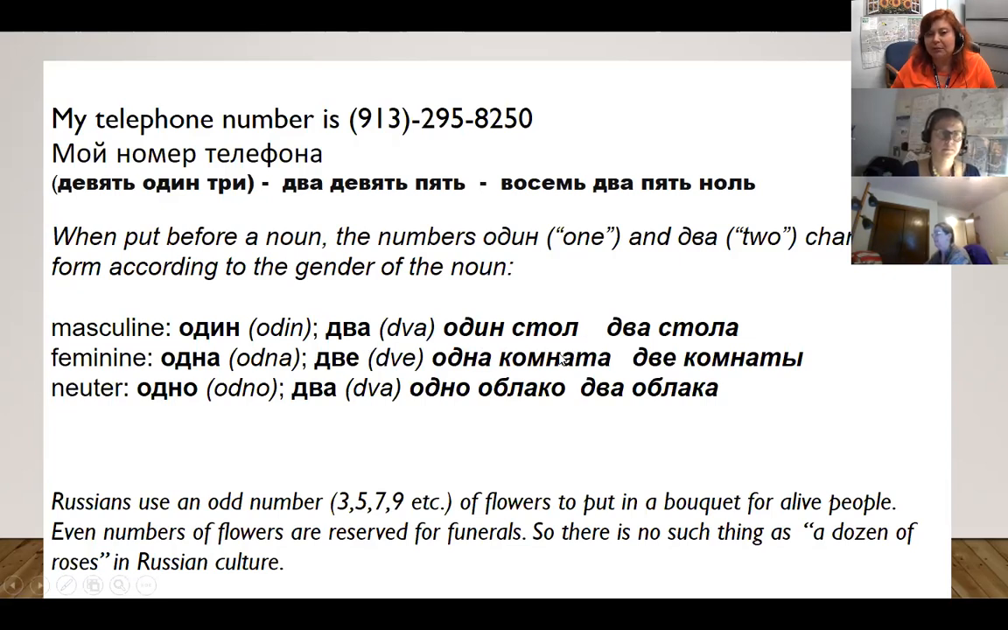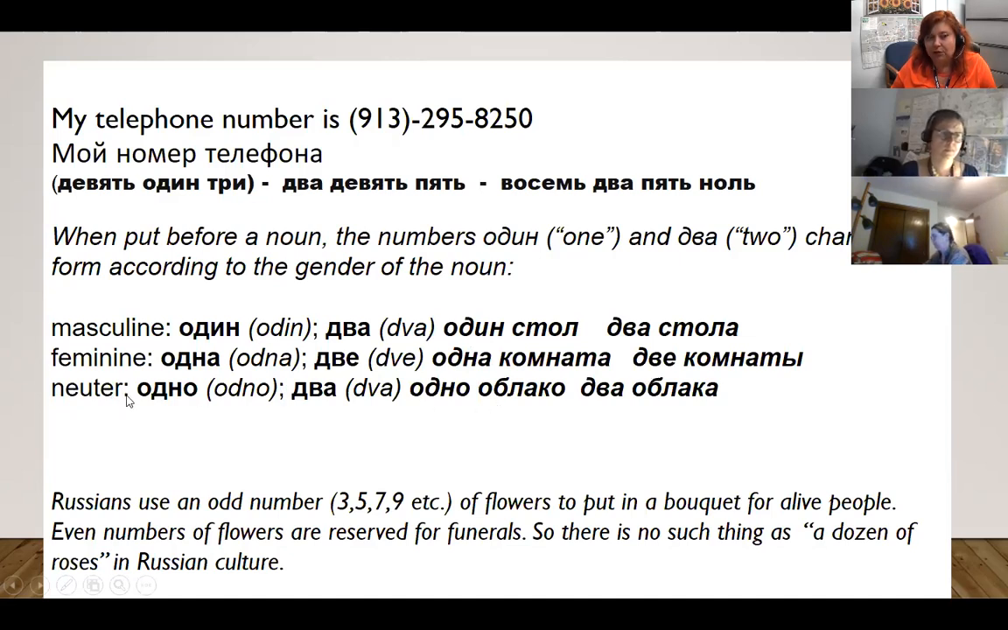But if we use a feminine noun, for example, комната, room, it ends in a vowel. So grammatically, it will be a feminine noun. So we will say not один, but одна. Одна комната, because it's feminine. Both words end in a, which is a vowel, which means it's a feminine gender. Одна комната, но две комнаты.